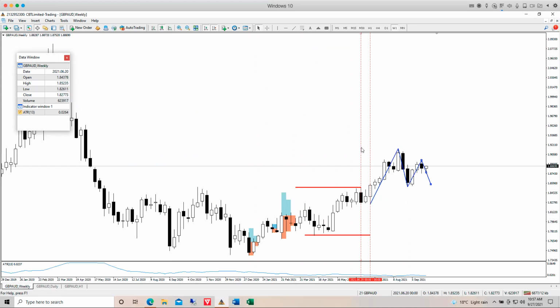Technically, this is now the updated chart analysis for the GBP Aussie, which means that we no longer have a bullish trend. We had a breakdown in that cyclicity. Yes, it may resume, but for now, we need to walk away.